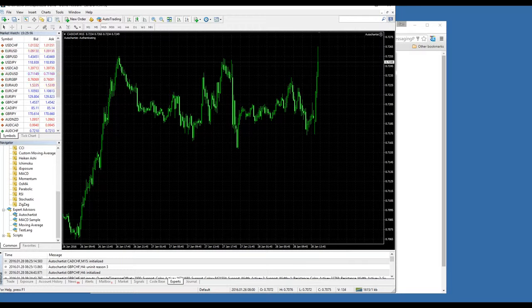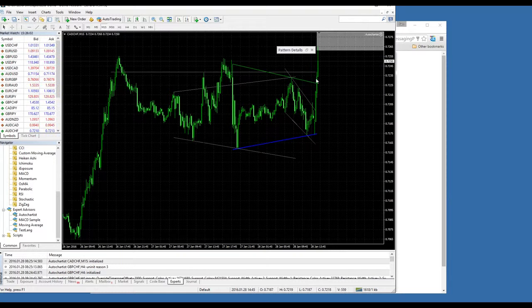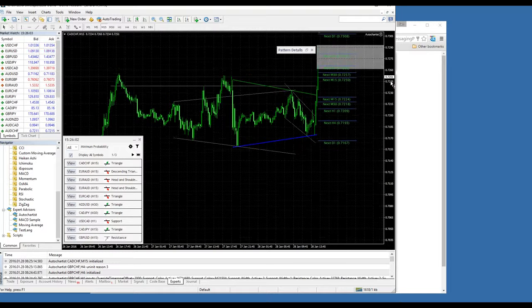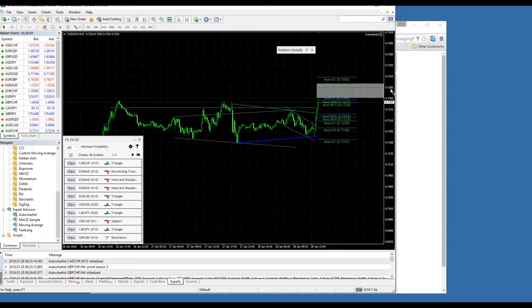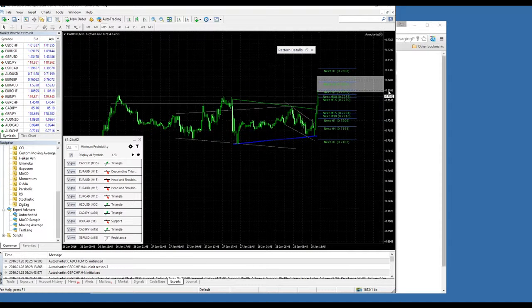Right, so here it is. The chart has changed to CAD Swiss franc 15-minute, and in just a few seconds, here's the opportunity that's come up, and we can see Autochartist just 2 candles ago has forecasted up to 0.7260, and it's actually moved there. And let's see what happens if it carries on.